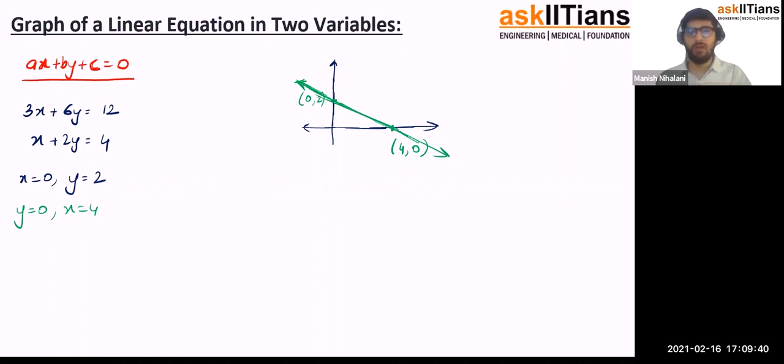But you have to be very sure that we have just considered only one equation. Basically, this is the graph of x plus 2y is equal to 4. This is the graph of a linear equation in two variables, right?